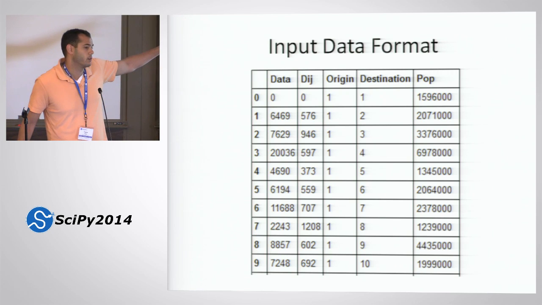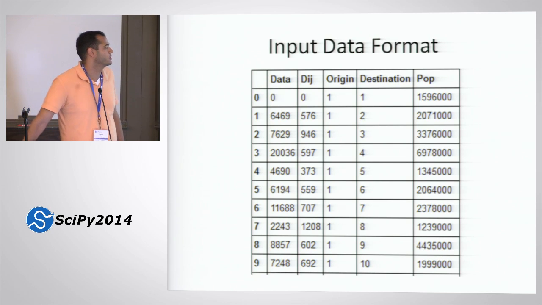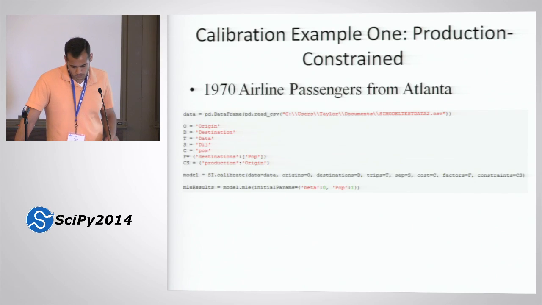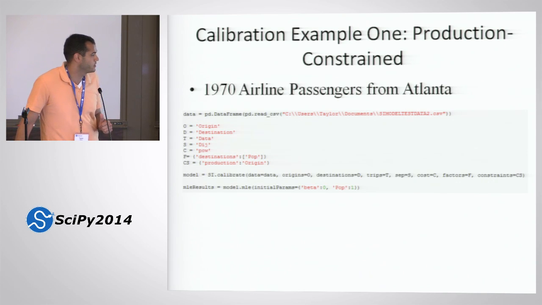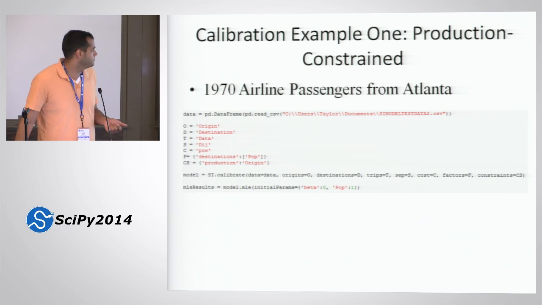The data represents observed flows between origins and destinations. d_ij is the distance between that origin and destination. The origin and destinations are just telling you where flows start and end. And the population is the population at destinations in this case. The first example of a calibration is 1970 airline passengers from Atlanta to 24 other major cities in the US. I've chosen this data because it was published along with the original Fortran code, so I could compare my results to theirs.